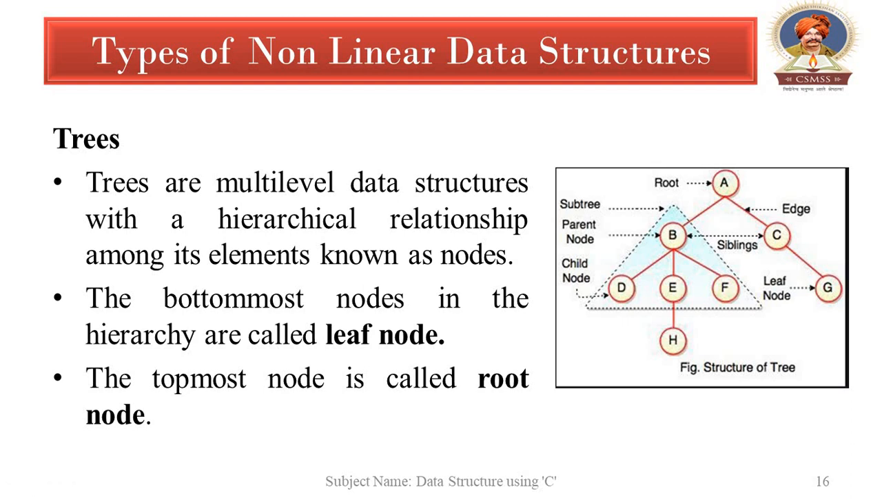Trees are multi-level data structure with a hierarchical relationship among its elements that are called as nodes. The bottommost node in the hierarchy is called as a leaf node and the topmost node is called as a root node. See the figure of structure of tree. So A is a topmost node and it is called as a root, and the last node, that is G, is called as a leaf node. Here H is also called as a leaf node.